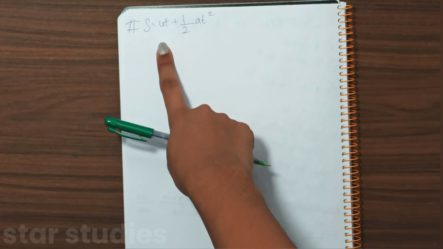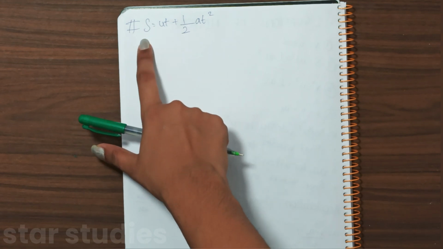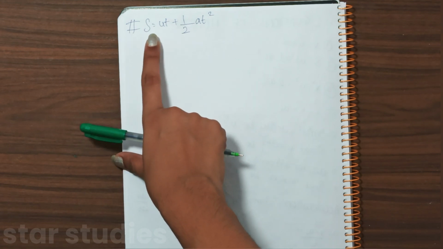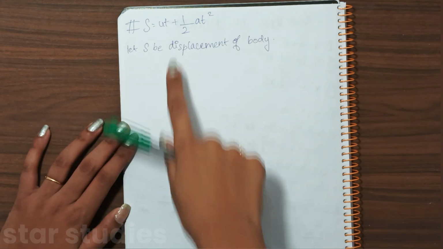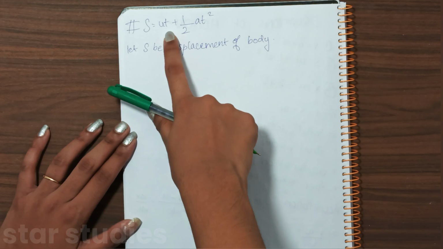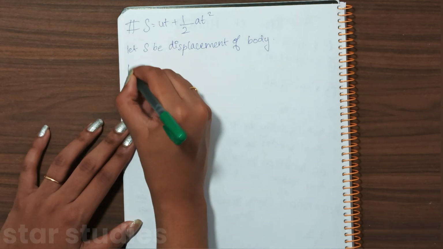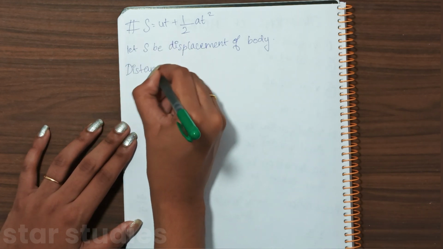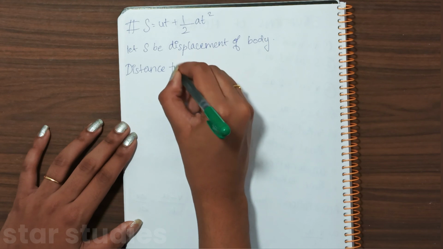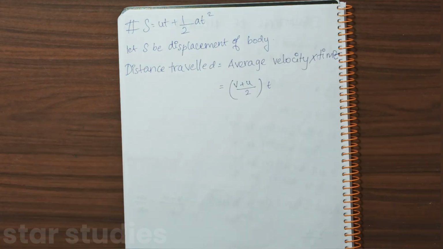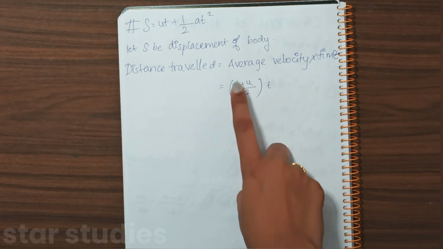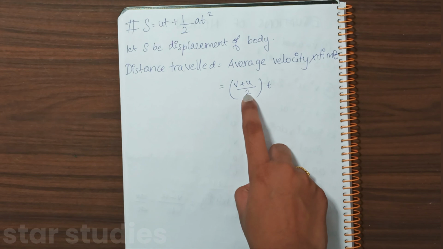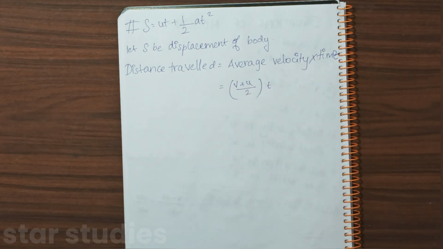This is the second equation, and as we can see here on the left hand side we have a new variable. This variable s denotes displacement. To derive this formula we're going to start with the formula for distance traveled. As I mentioned before, acceleration is uniform, so average velocity can also be written like this: final velocity plus initial velocity divided by 2, multiplied by time, as given here.